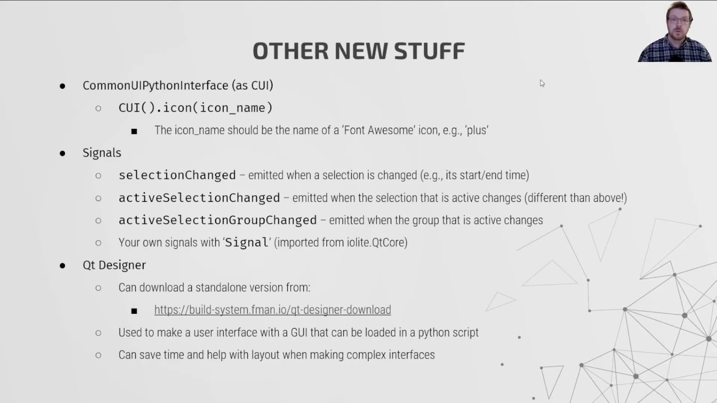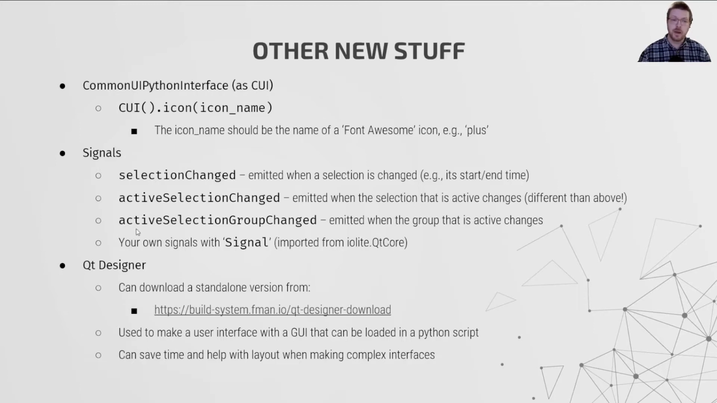We will also use some new signals today. We have selection changed, which is emitted when a selection is changed, for example, one of its properties or its start and end time. We have active selection changed. Now this is emitted when the selection that is active changes, which is different than above. So this is telling you when the selection that is red is changed, for example, in the time series view.